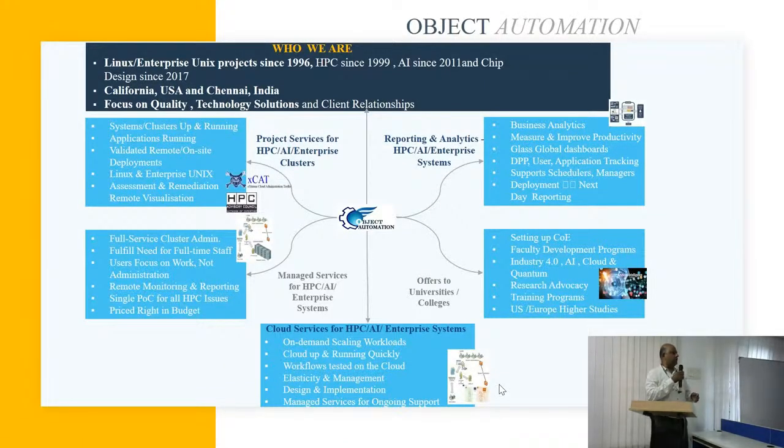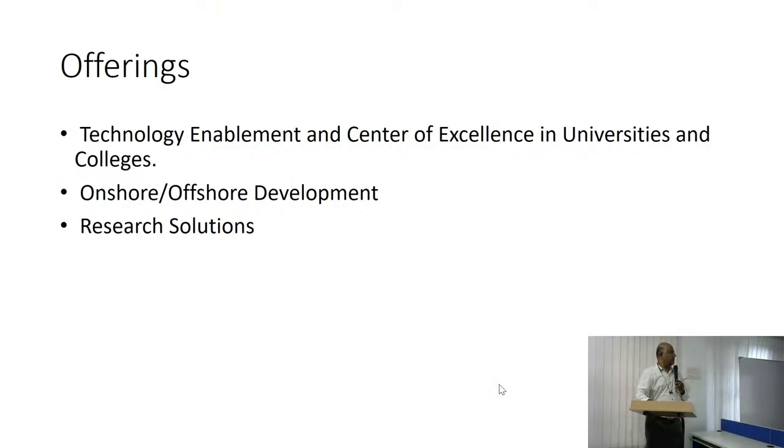So if you can see clearly in the cloud, most of the things we are working on are HPC and AI, where we give a large amount of storage space and also large processing capabilities. With the help of cloud, we are able to achieve these two things: on-demand scaling workloads, cloud ops, all these things. We also do reporting and analytics with respect to high performance computing, AI, and other systems. So these are the three offerings we mainly cater to universities and colleges and also working professionals.